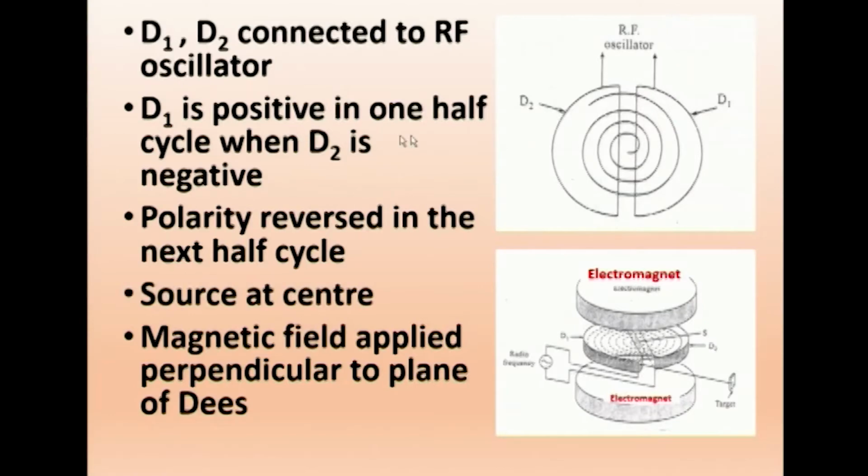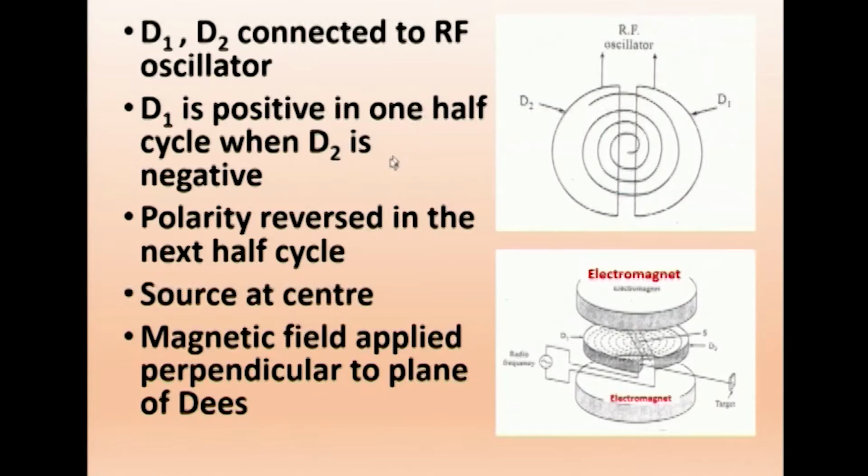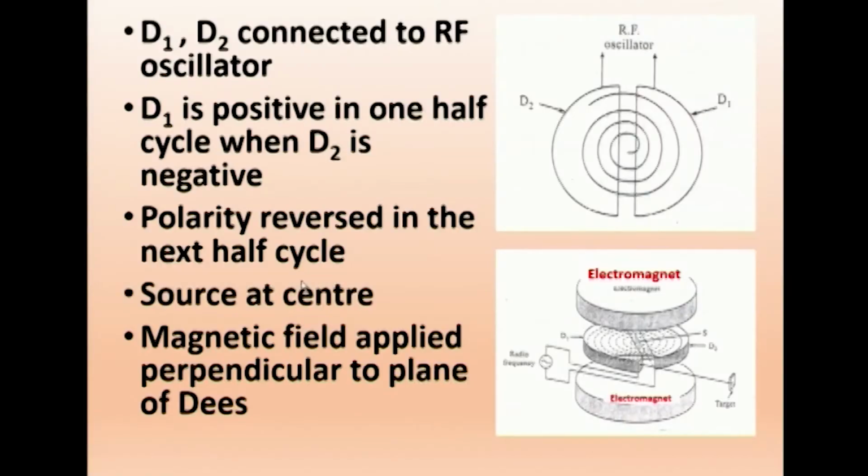For example, if D1 is positive in one half cycle, the cycle will be going this way, so this is called a half cycle. In that half cycle, if D1 is positive, D2 is negative. The polarity gets reversed in the next half cycle, so this will become positive and that will be negative. So we are getting an alternating field. Therefore, it will get reversed in the next half cycle.